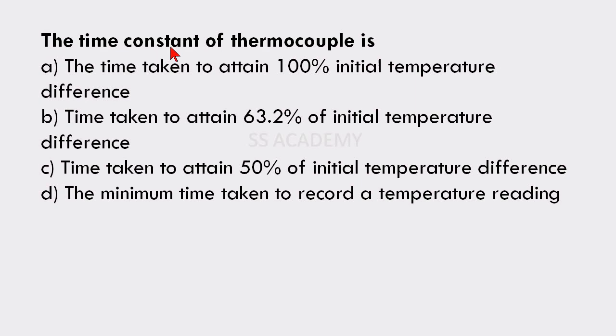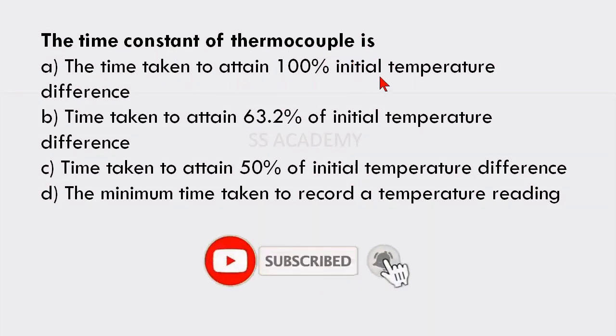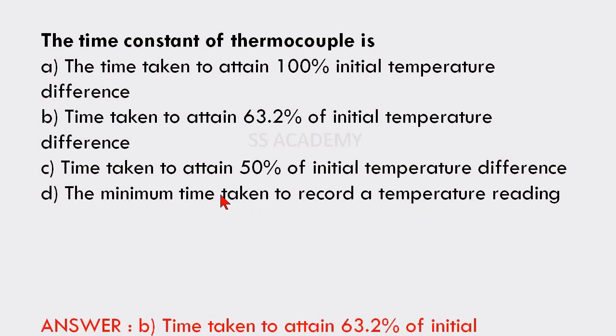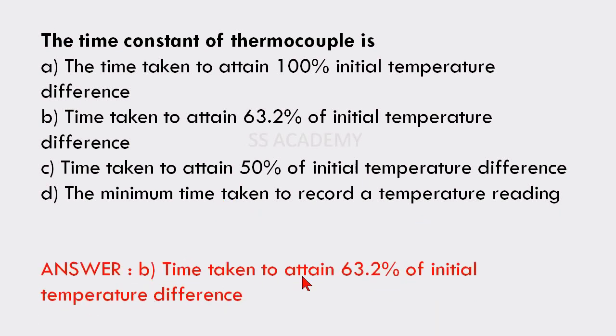Next question is, the time constant of a thermocouple is the time taken to attain 100% initial temperature difference, time taken to attain 63.2% of initial temperature difference, time taken to attain 50% of initial temperature difference, or the minimum time taken to record a temperature reading. The answer is option B, time taken to attain 63.2% of initial temperature difference. The time constant of a thermocouple is the time taken to attain 63.2% of initial temperature difference.